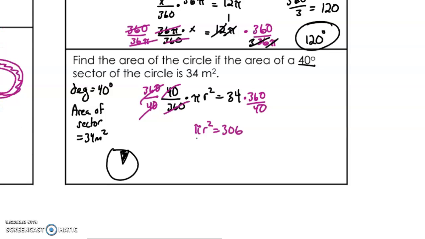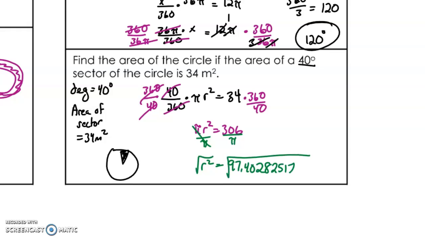Then divide by pi, and I get 306 divided by pi is 97.4, it's a really long number, and then square root it to get r by itself. I'm not going to retype it in my calculator. I'm going to square root and copy in the answer. I don't want to round it off because I'm continuing to use a rounded number. That'll make me way more rounded than I should be. So I get 9.87.